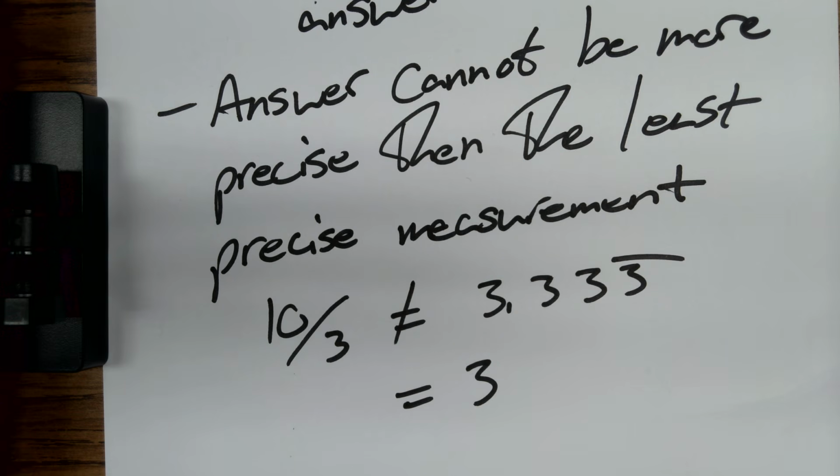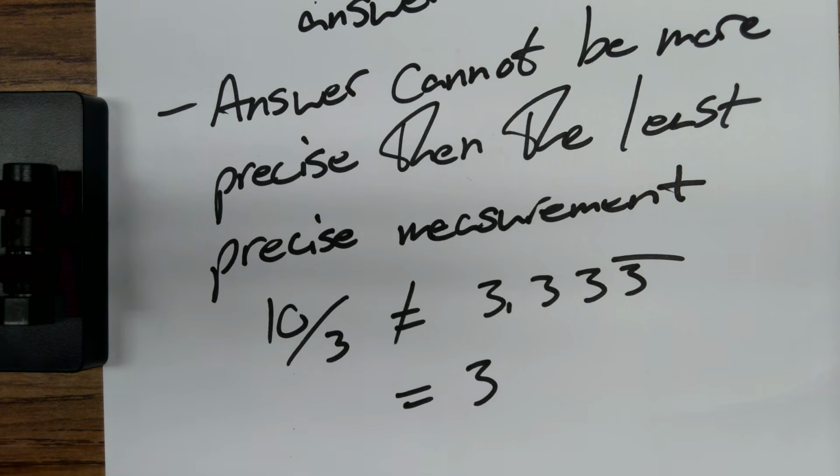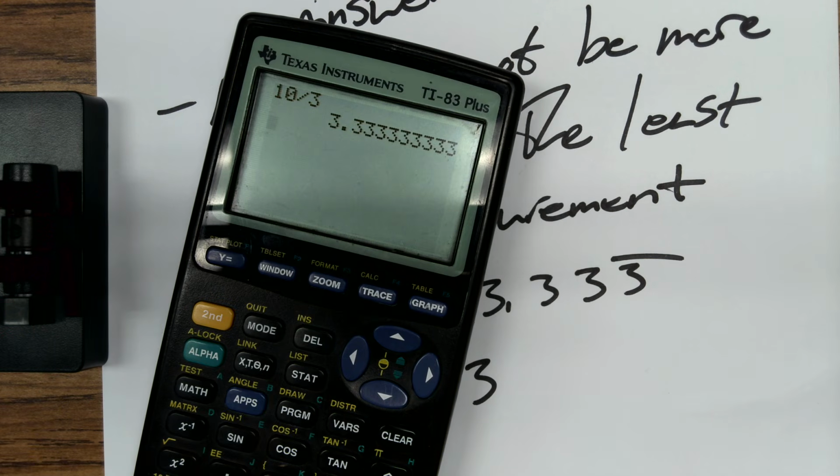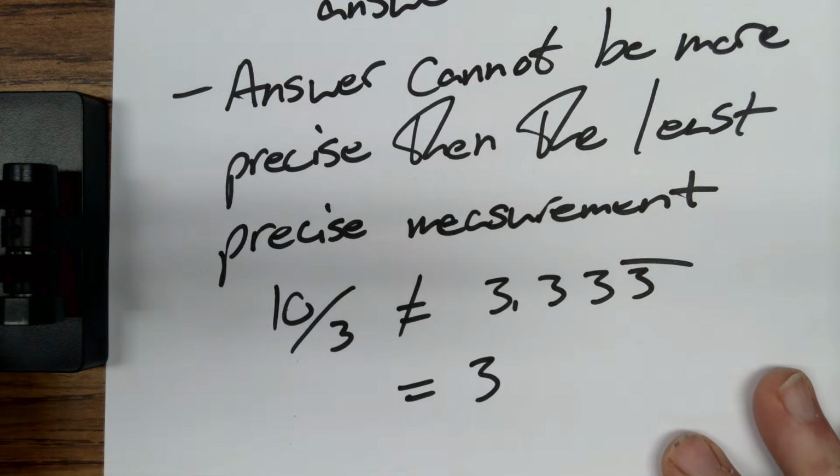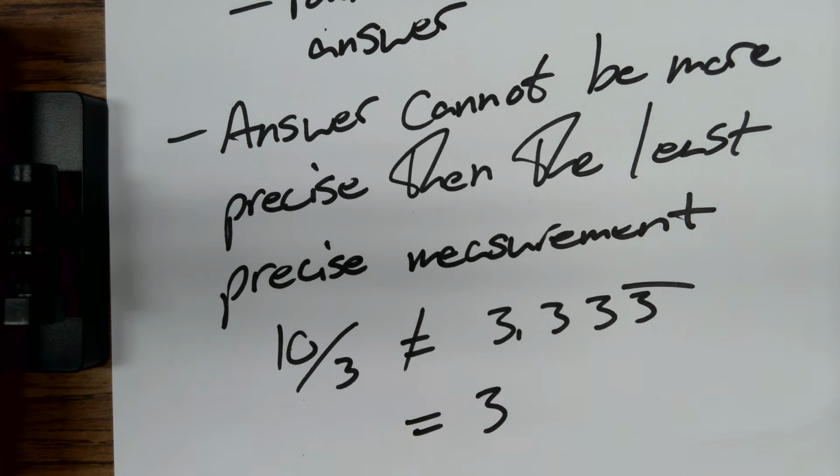Now, Mr. Wiseman, you've lost your mind. I went to Algebra 1 class, I've been to geometry, and my teacher just tells me whatever the calculator tells me is the right answer. Why are you telling me things are different here? Because, again, our answer cannot be more precise than our least precise measurements. We have two main rules for rounding, and we are going to need to become familiar with them.